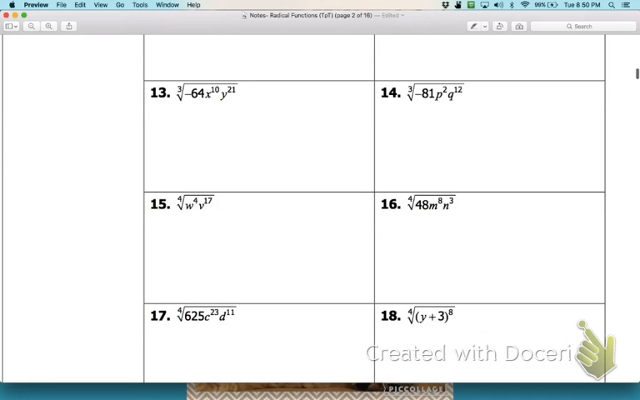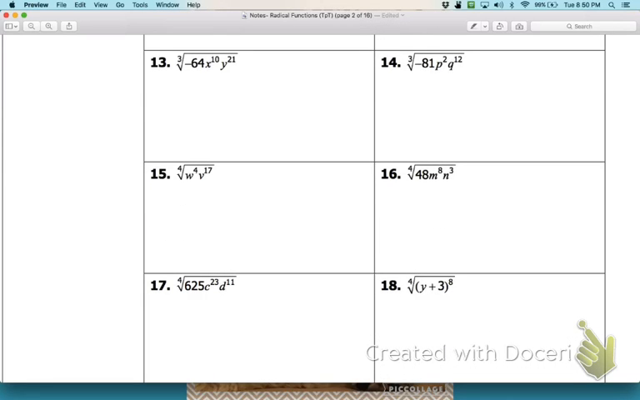Don't let the negatives throw you off on number 13 and 14, okay? They're odd index, so that's okay. So what I would like to do is have you try number 13, and you can put your answer in and see if you have done this right.